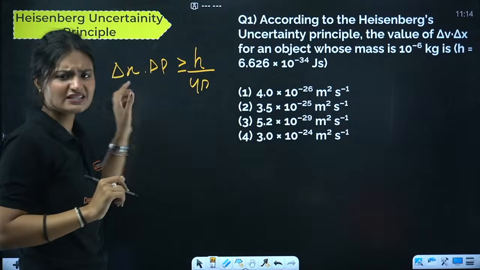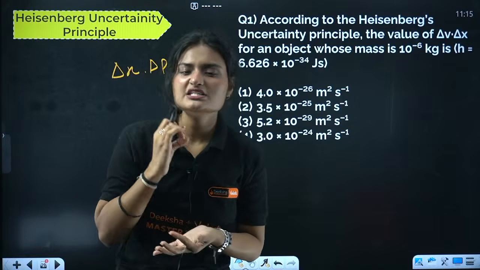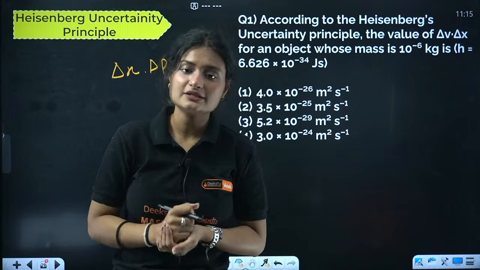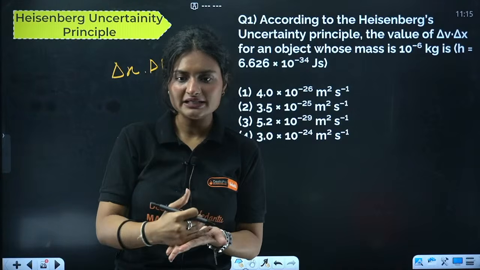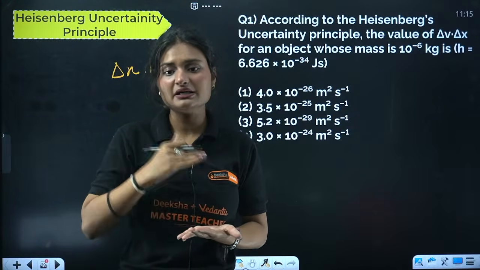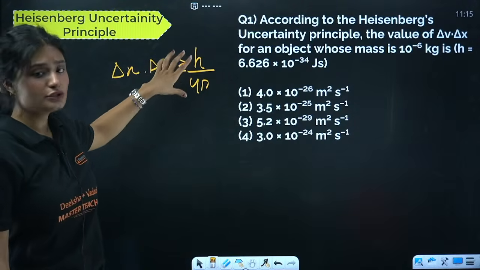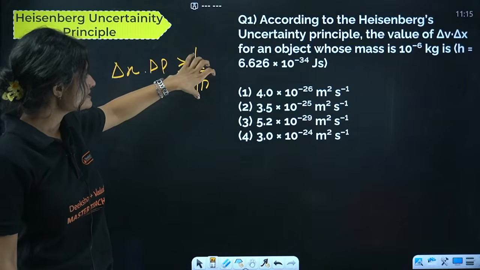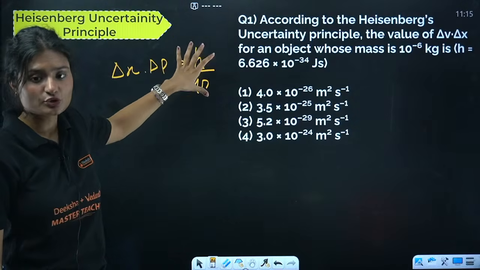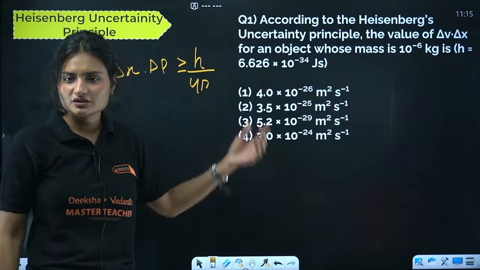That is your Heisenberg uncertainty principle: when you are dealing with very small species, like small particles such as electrons, you can't determine the position and the momentum simultaneously. There will be some uncertainty to it, and that uncertainty is equal to or greater than h by 4 pi.